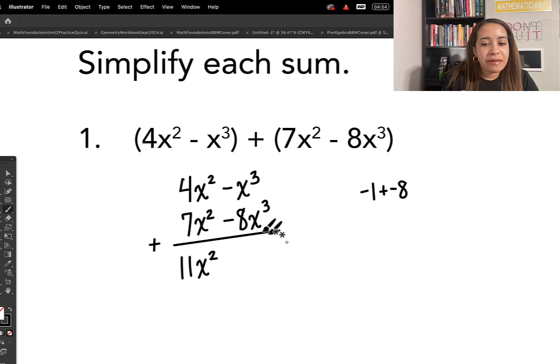Since they have the same signs, we add the absolute values together. 1 plus 8 gives us 9. And both of our numbers were negative, so we do get a negative 9 as our answer. So our final answer is 11x squared minus 9x cubed.